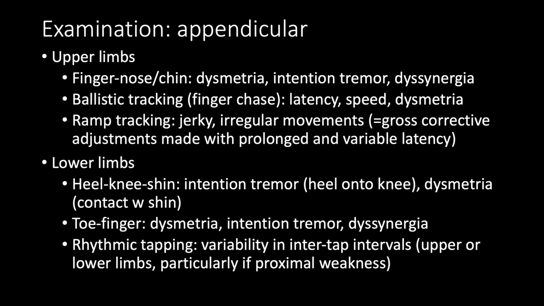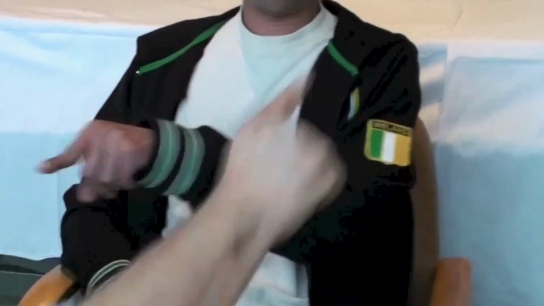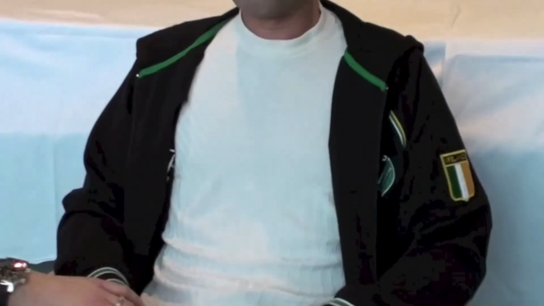The toe finger test, the analogue of the finger nose test, but in the lower limb, and rhythmic tapping, which can be used in either the upper or lower limbs, where there is proximal weakness, which may confound the above mentioned tests. And so we have the patient tap their foot or hand against our hand, looking for variability in the inter-tap intervals. Okay, so here we see ballistic tracking with dysmetria, overshoot and oscillations.